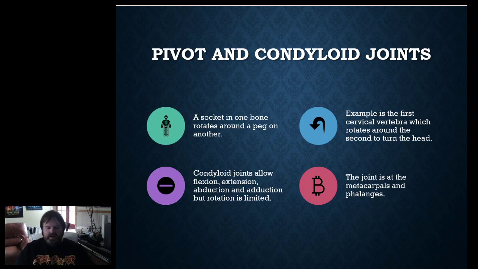And the pivot and condyloid. Now the pivot joint: I want you to imagine the first cervical vertebra. Stick the head, the skull, on top of the spinal cord, and we can do back and forth. You rotate around the second to turn the head. We can't do much more than about a 180 degree spin.